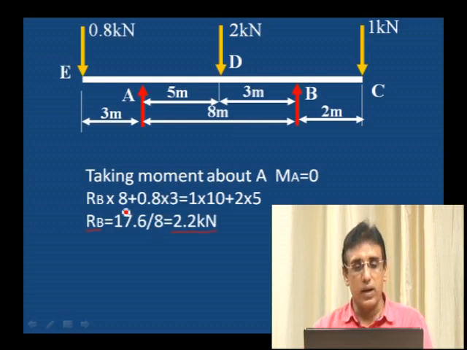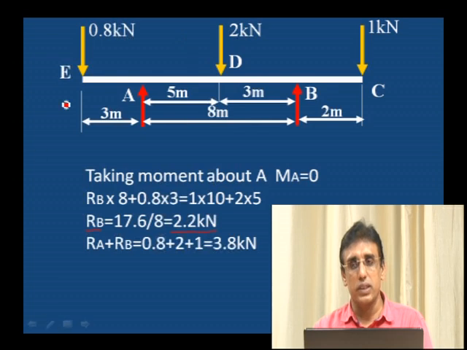Just we are transferring all this 0.8 into 3 to the right hand side, and then divided by 8, we will get the value of RB. Then upward forces is equal to downward force. Downward force is 0.8 plus 2 plus 1. 0.8 plus 2 plus 1 must be equal to the RA plus RB.